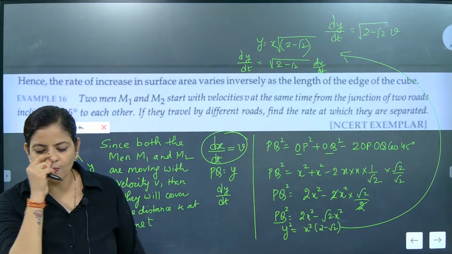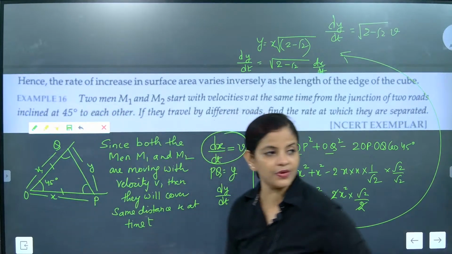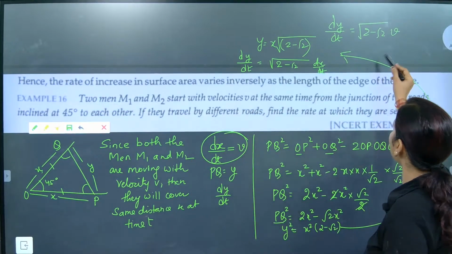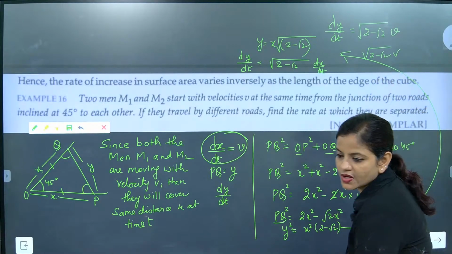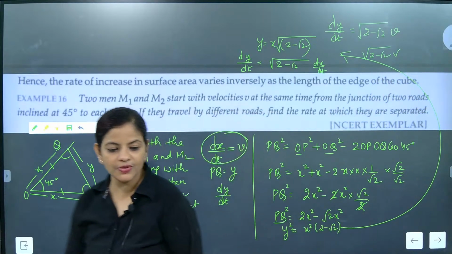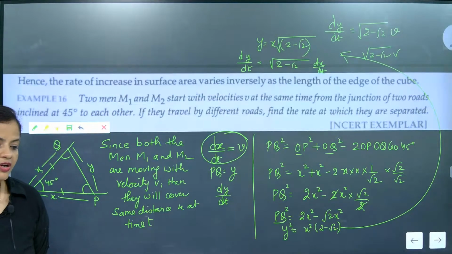So hence the two men will be separated at a rate. What is the rate of their separation? The two men will be separated at a rate of root of 2 minus root 2 times v. The rate at which the two men will be separated is root of 2 minus root 2 times v. Did you note it, beta?